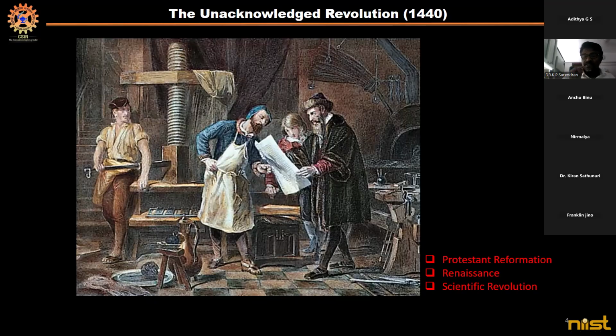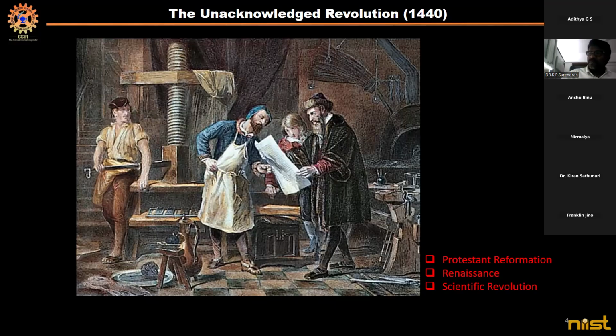And if I say this gentleman's name, you will get to know how simple this question is. His name is Johannes Gutenberg. Johannes Gutenberg's invention is path-breaking, because until that time, there was no knowledge about reproducible inscribing of letters.